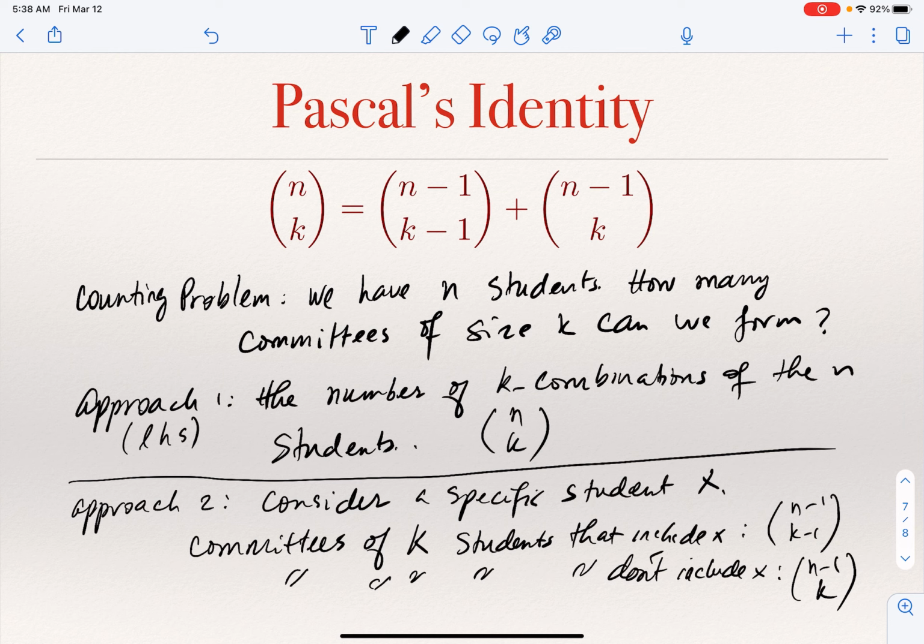And this is why the number of committees of size k is the number of committees that have student X in them, plus the number of committees that don't have X in them. That's n minus 1 choose k minus 1 plus n minus 1 choose k. Both arguments are solving the same counting problem, therefore both sides are equal.